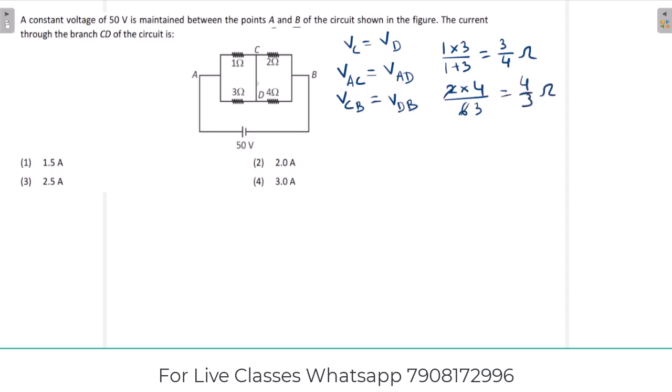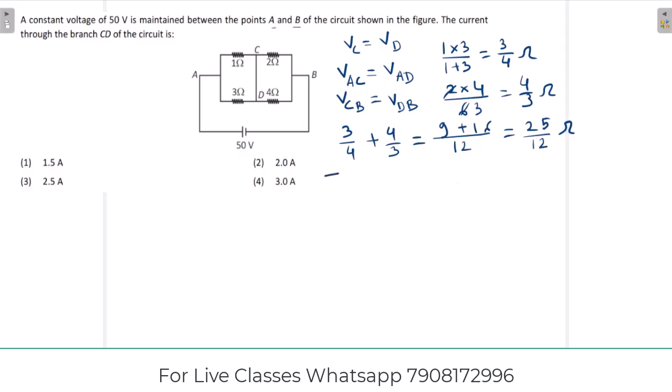So the total resistance, that is 3 by 4 ohm and 4 by 3 ohm, are in series. So the total resistance of the circuit is 3 by 4 plus 4 by 3. So 12 is the LCM. So 9 plus 16. So this is 25 divided by 12 ohm. So the total resistance of the circuit is 25 by 12 ohm.